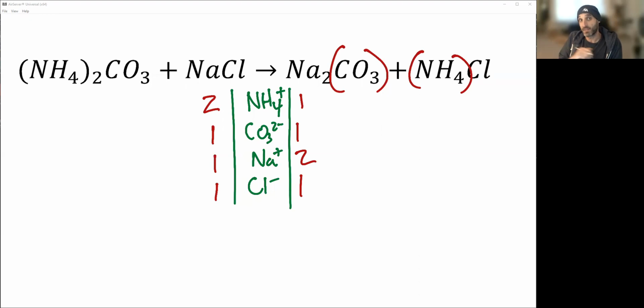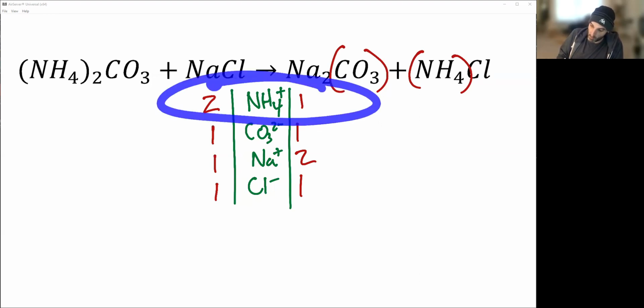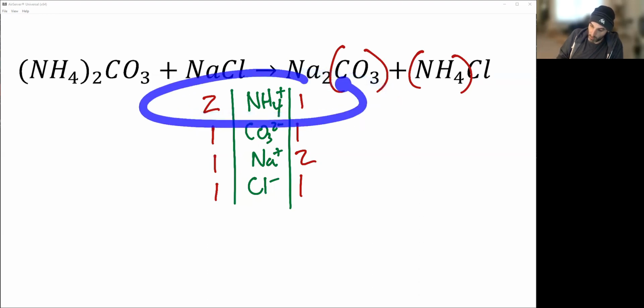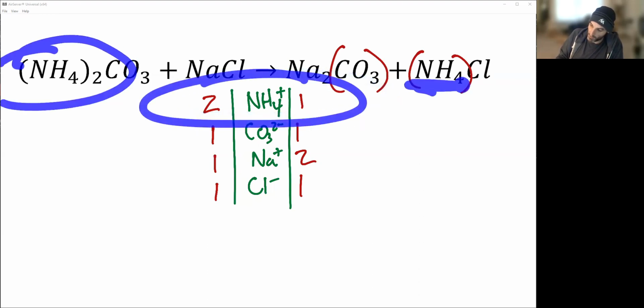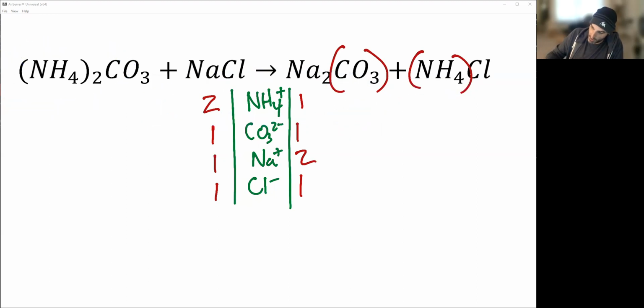And so instead of looking at individual elements, now we're just going to do ions. And I guarantee you it's going to be much easier to do it this way. So let's start with the ammonium. Okay, so I have 2 on the left, and I just have the 1 on the right. So we're going to toss a 2 in front of this whole thing, and that changes my NH4 and my Cl. I now have 2 NH4 and I have 2 Cl.